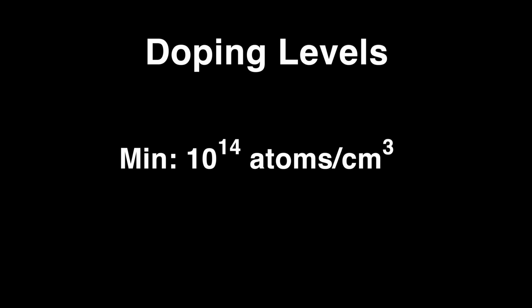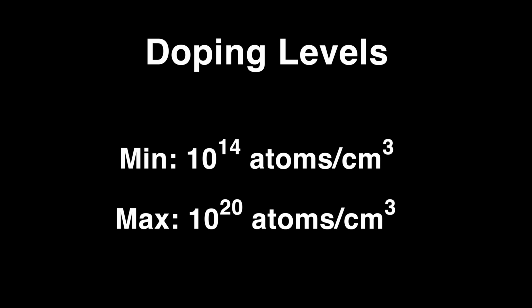Doping replaces a number of silicon atoms, and usually when we dope silicon, we replace anywhere between about 10 to the 14 atoms per cubic centimeter, all the way up to 10 to the 20 atoms per cubic centimeter. That corresponds to about 1 in a billion atoms on the low end, all the way up to about 1 in 100. That's a huge range.